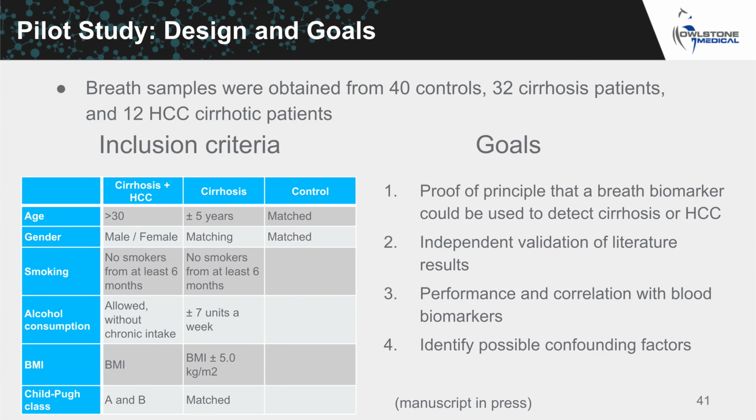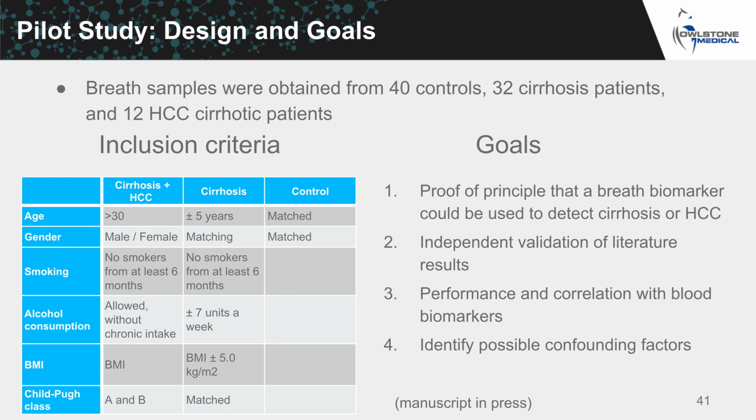We did a pilot study of a total of 84 subjects with these goals. We wanted to look for proof of principle that a breath biomarker can be used to detect cirrhosis or HCC, independent validation of literature results, performance and correlation with blood biomarkers, and identify possible confounding factors. The samples were analyzed using the Breath Biopsy platform, which is presented, including the Orbitrap.